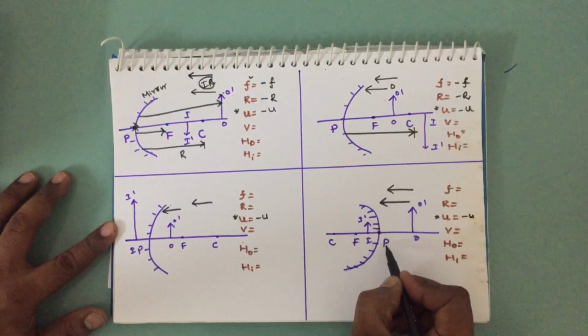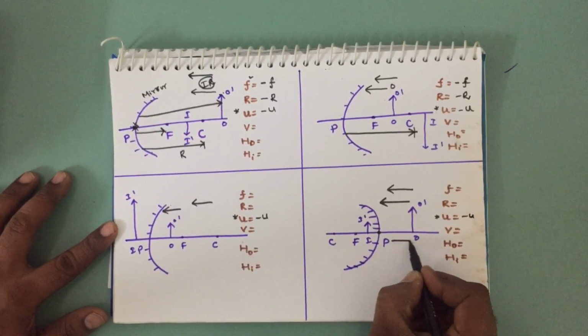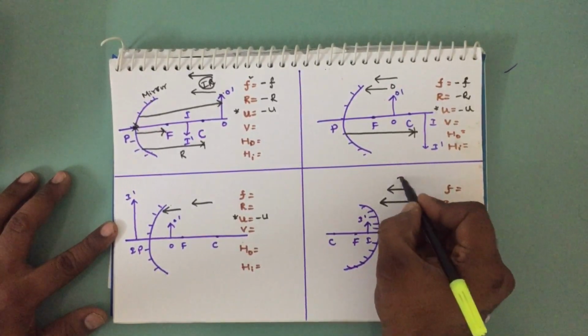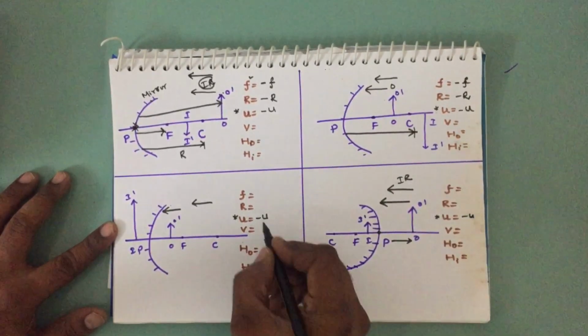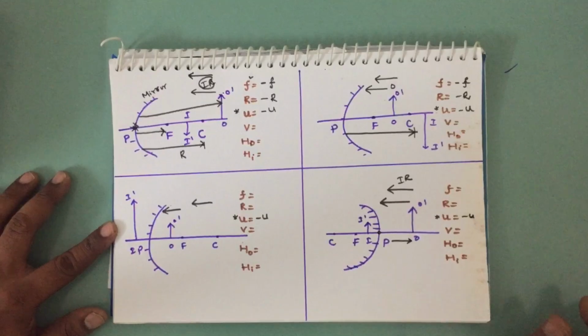See, this is the pole in the case of the convex mirror, pole to object. Here I measure in the direction opposite to the incident ray, so u will be negative for all the situations.